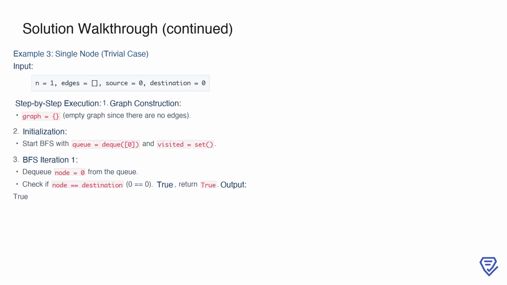Through these examples, we've seen how the BFS algorithm systematically explores nodes layer by layer to determine if a path exists between the source and destination in various graph structures. Whether the graph is connected, disconnected, or consists of a single node, BFS ensures every reachable node is explored until the destination is found or all possibilities are exhausted. This approach guarantees a correct result for the problem, demonstrating the versatility of graph traversal techniques in solving connectivity problems.